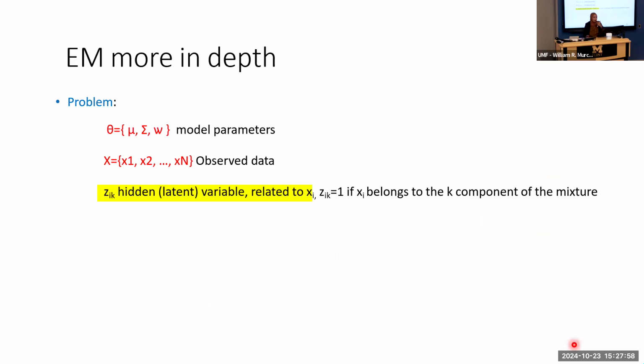So now our problem is still, we have these model parameters. This is our observed data. And we also have z_ik here, which is a hidden latent variable related to x_i. It is equal to 1 if x_i belongs to that k-th cluster component of the mixture, otherwise not equal to 1. Okay, this is how we are going to think. So can you think of the steps of this algorithm?